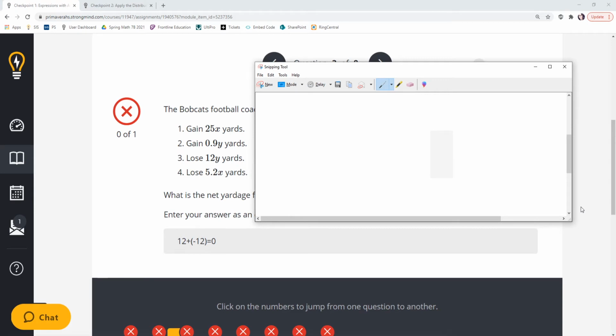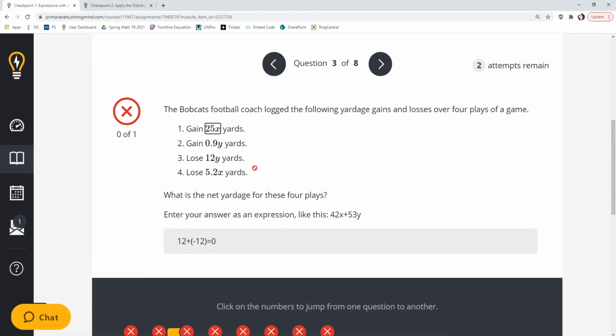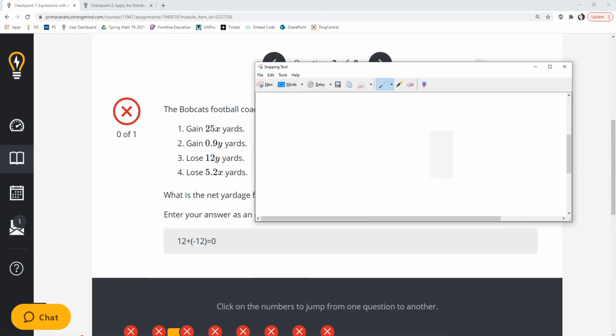Well, if I'm gaining 25 yards, gaining is another word that represents a positive number, right? If I'm gaining $25, I am going to have $25 more dollars. Same thing here with yards. So this gaining 25 yards is going to be positive. So 25x here, that's going to be positive. Then I gain 0.9y yards. That's also going to be positive.